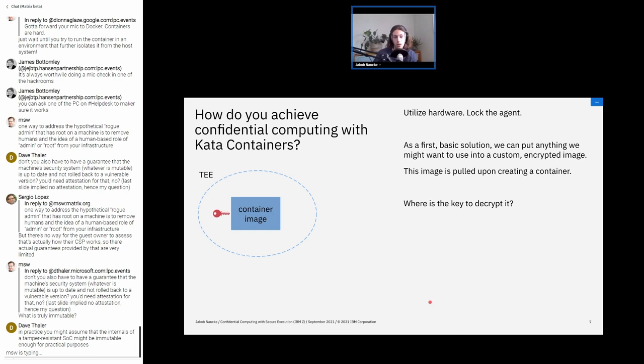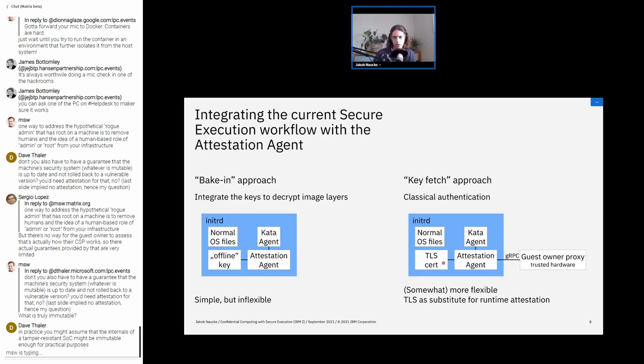But because secure execution and also PEF do not have attestation in that sense of the word, because they don't require attestation in that sense of the word, I see currently two slightly different routes that we may go. One approach is what I like to call the bake-in approach, where you would have an initrd with a Kata agent and an attestation agent, which is also a component that's being developed right now for attestation. But we will simply use it without it actually doing attestation. Simply using offline baked-in keys for decrypting container images, which is very simple because it does not require any external component running at runtime, but it's not very flexible because you're stuck with the keys that you put in there. And when you want to reroll these keys, you will have to build a new initrd.